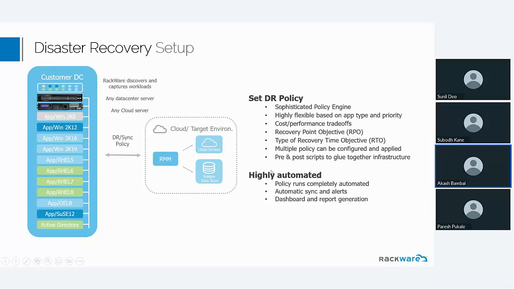The dashboard gives you a good view of all the sync operations that are being run. You can also get alerts right in your inbox for any failures if you configure your email IDs as a part of the DR policy. And once you configure these DR policies, you just configure it and forget about it. RMM will keep on running the syncs based on the configurations that you have done.